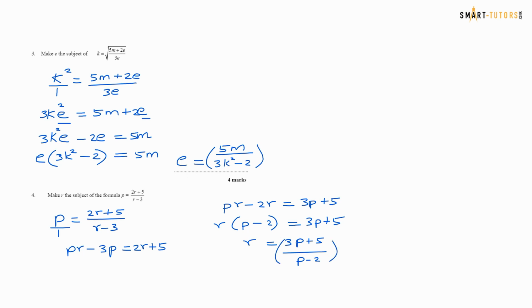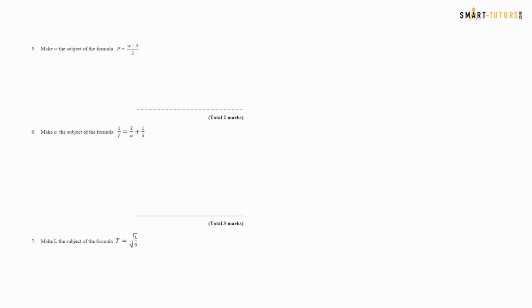So that is the answer for the question number 4. Question number 5. Make W as a subject. So all you need to do is cross multiply. P equal W minus 3 over 2. So cross multiply, so 2P equal W minus 3. So W equal 2P plus 3.